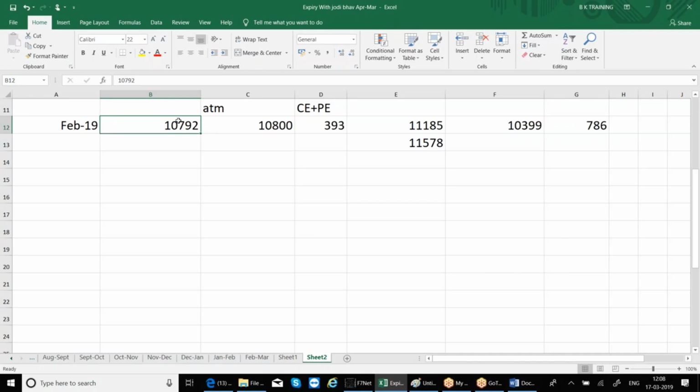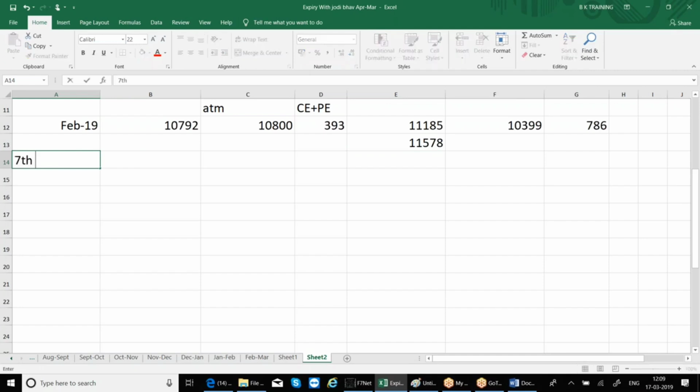11,300 क्रॉस कर गया, तो अभी मैं और 5% ऐड करूं, कितना होता है? 11,600, 11,700, राइट? 11,300 आपका आया, 11,600 आया. Where is my second R2? 578. Now coming to weekly expiry.